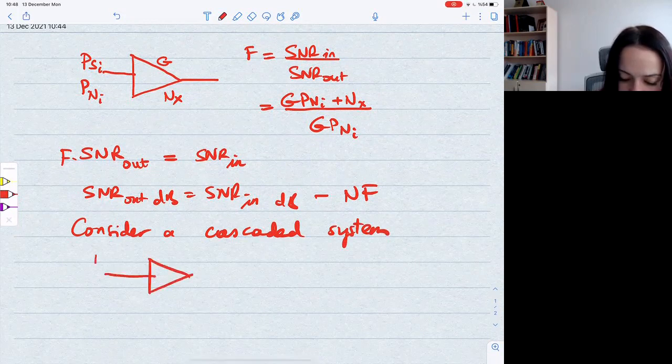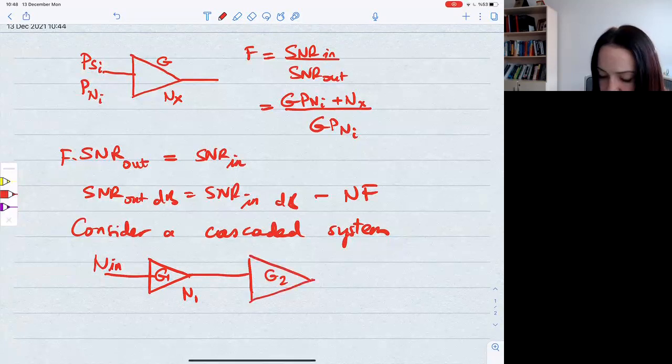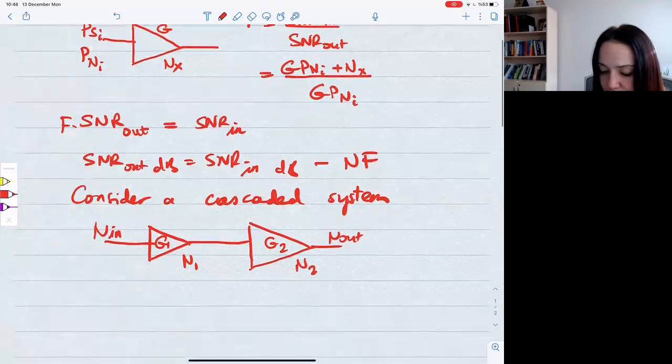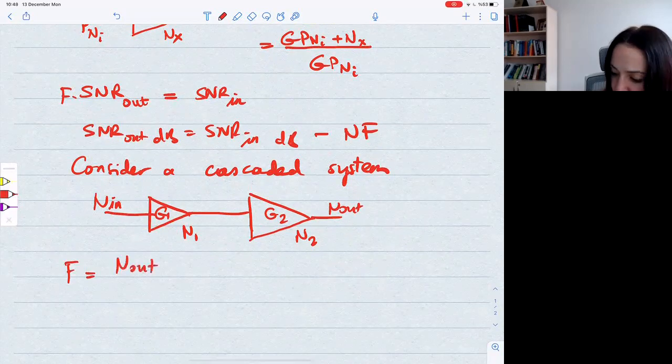Okay, noise comes in, there's a gain, and there's added noise. Okay, and there's a second stage. Okay, and there's an output noise. So F is going to be the output noise divided by G1, G2 times the input noise.